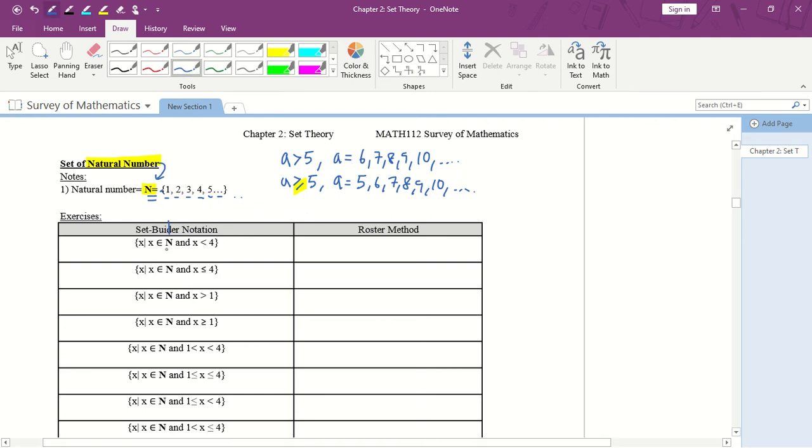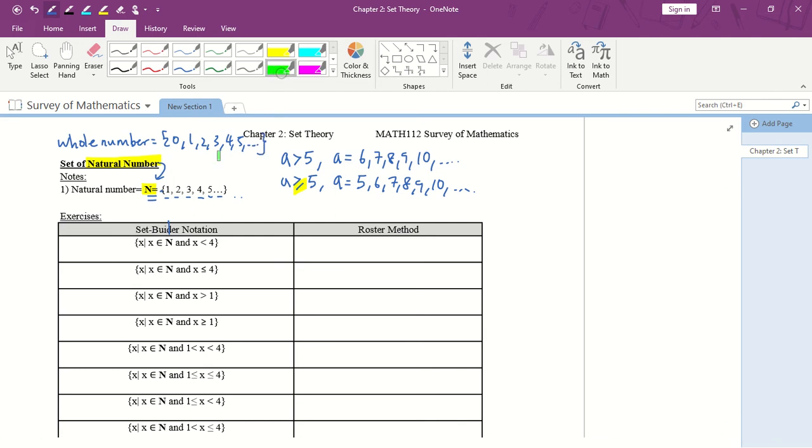Now, let's go to this exercise. It says x is an element of the natural numbers, which means it should have 1, 2, 3, 4, 5, and more. Does it include 0? No, it starts from 1. If it is the whole numbers, then yes, it includes 0 and starts from 0. However, this is the natural numbers. So x is an element of N, and x is less than 4. Is 4 included? The answer is no. So the roster method here should be 3, 2, 1. Does it continue? No more, because 1 is the first one, and it ends here.